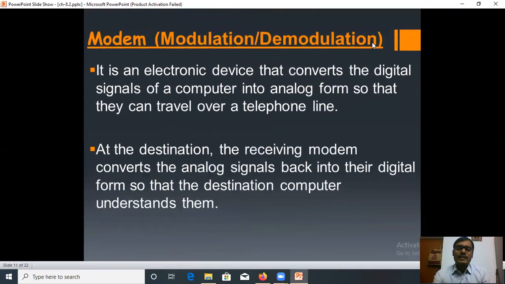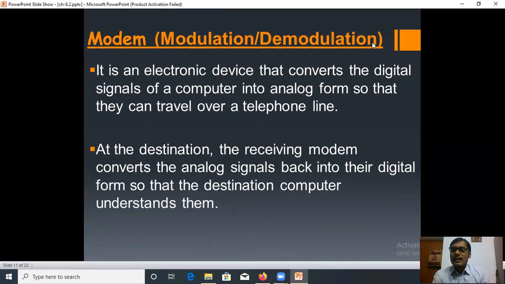Now, second one is modem. Full form of modem is modulation and demodulation. It is an electronic device that converts the digital signal of a computer into analog form so that they can travel over a telephone line. Now, what does modem do? A modem converts digital signal to analog signal and vice versa.